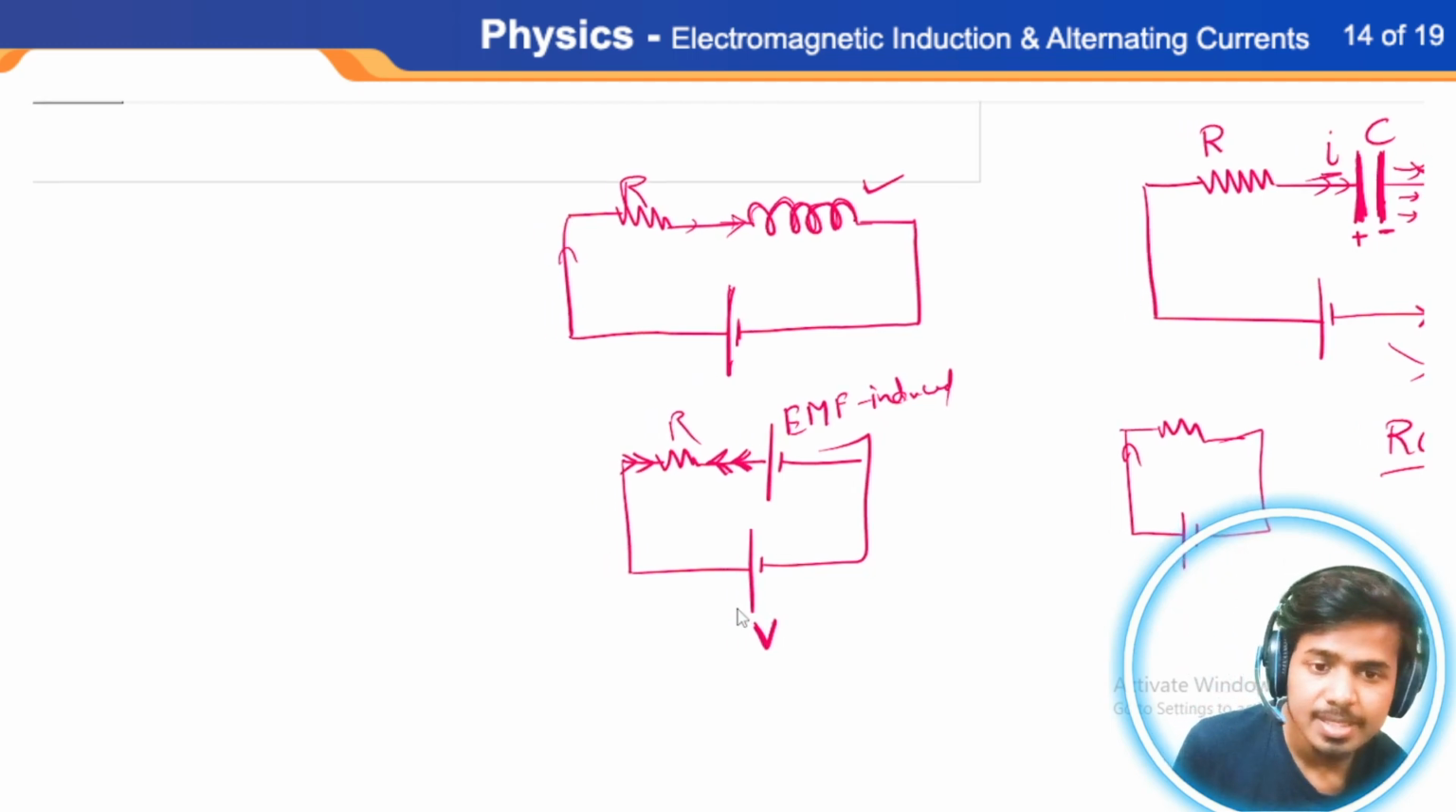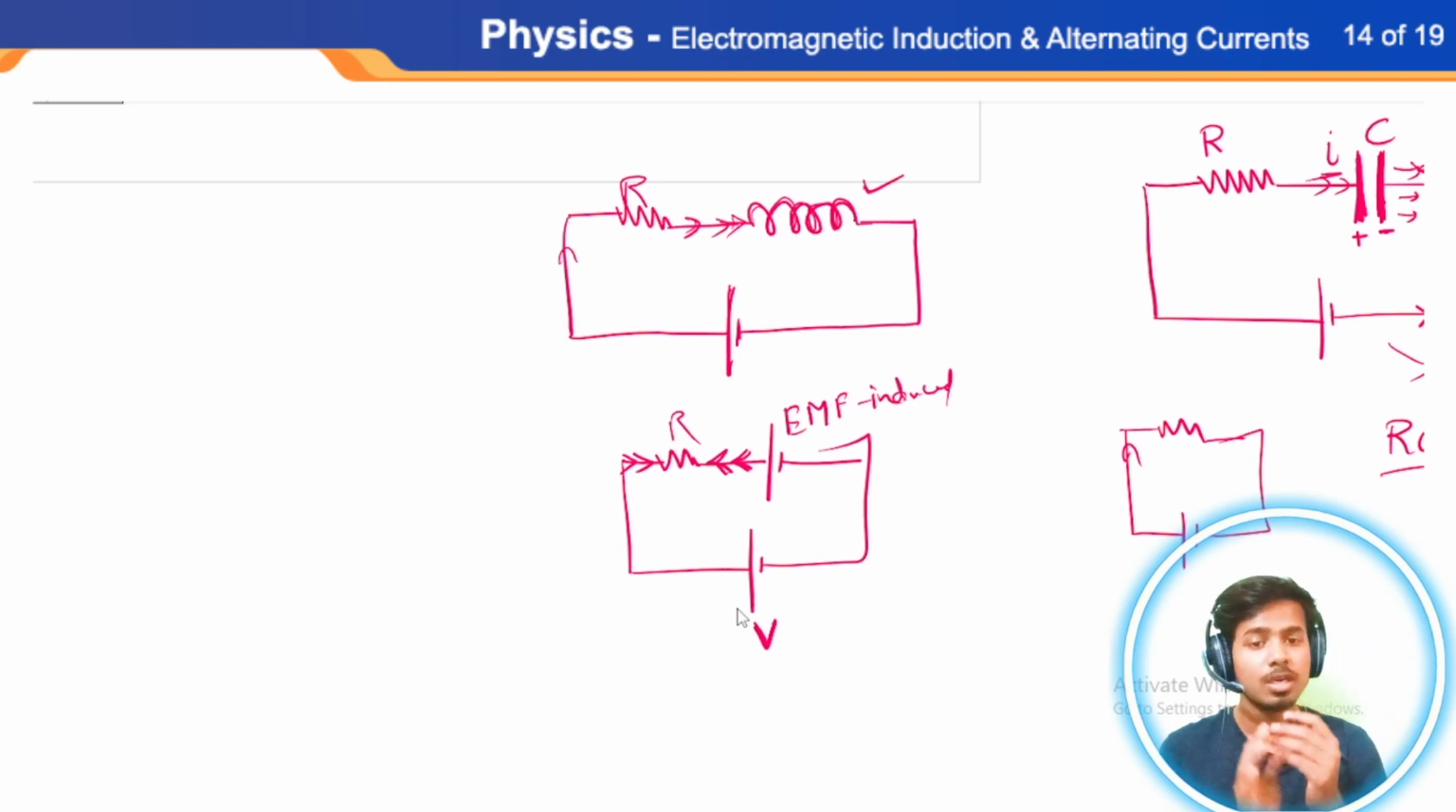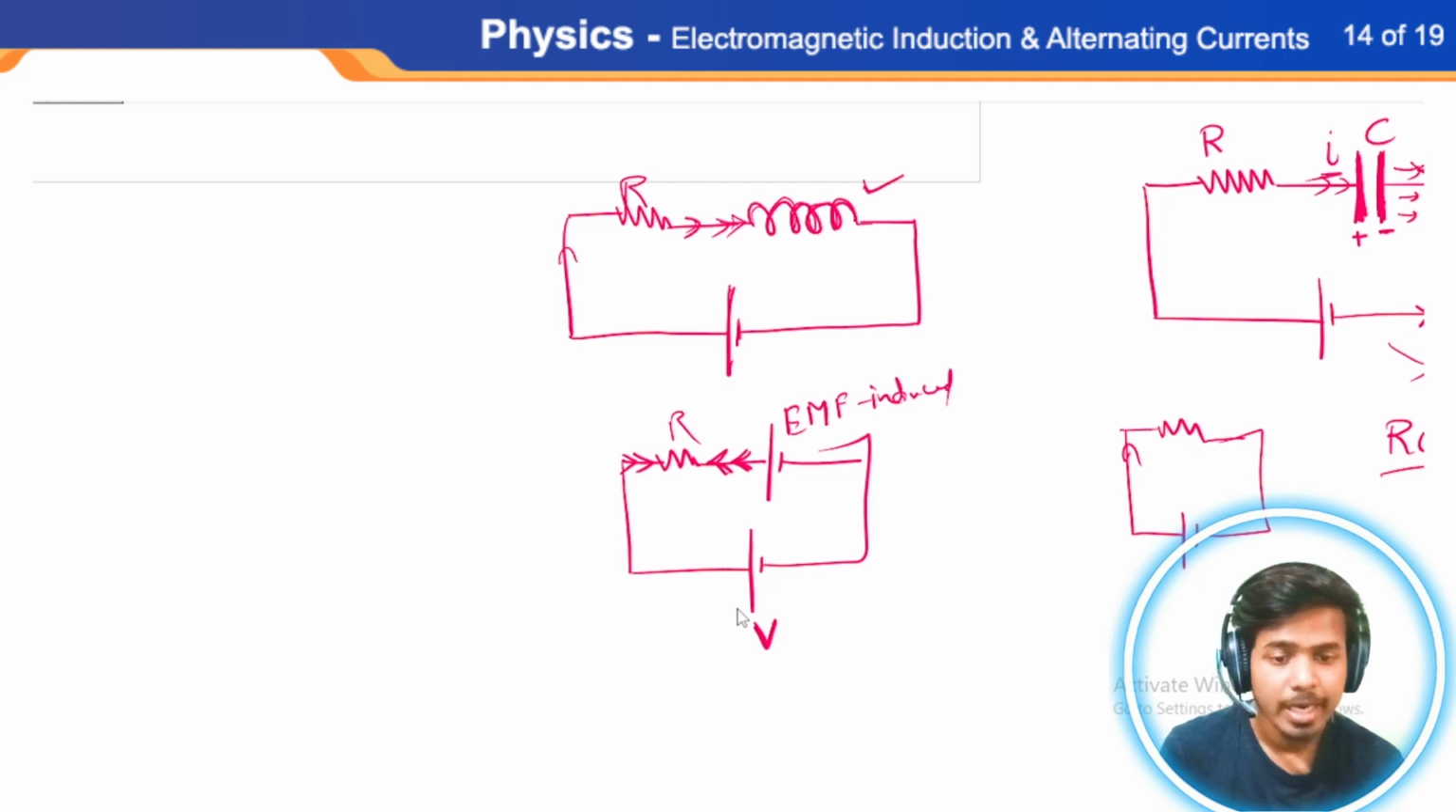And as time passes, some current starts to flow. Why? Because the flux is now getting stabilized, and while it is getting stabilized, the change in flux is now reduced. If the change in flux is reduced, the EMF getting generated induced is reduced. So that is why this battery will overpower the induced EMF that is reducing with time, and some current will start to flow.